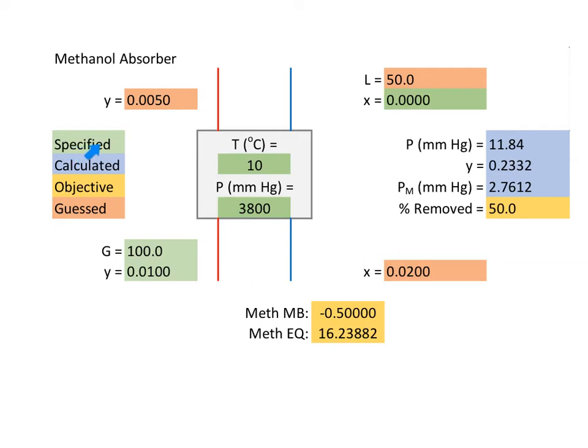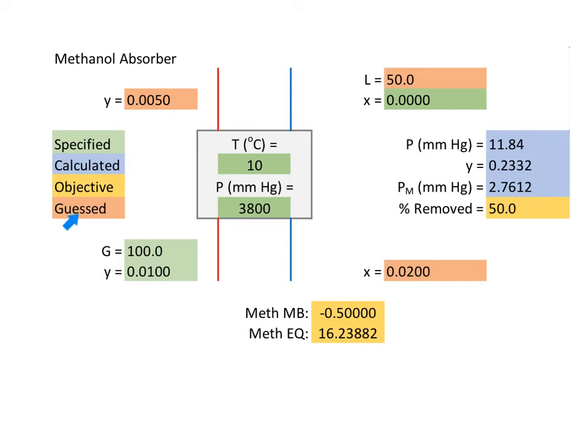The green values are specified. So here we have the gas flow rate, 100 moles per second, the gas composition, 0.01 mole fraction of methanol, and the liquid phase composition coming in, which is 0, pure water.